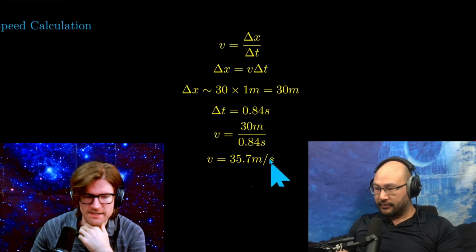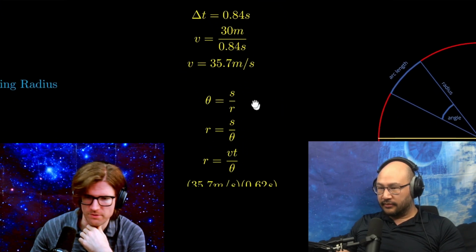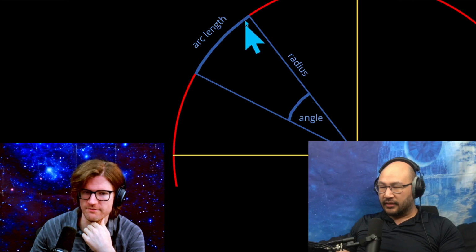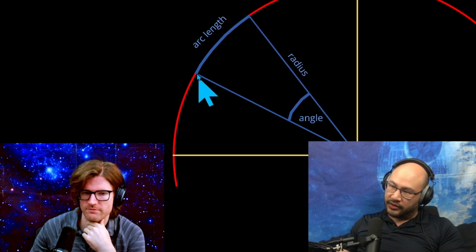Okay. Yeah. And then in order to get the acceleration, we need to find this radius of the turn. So this is about a 30-degree turn. Okay. So the train is going from the bottom left of that blue arc to the top right.